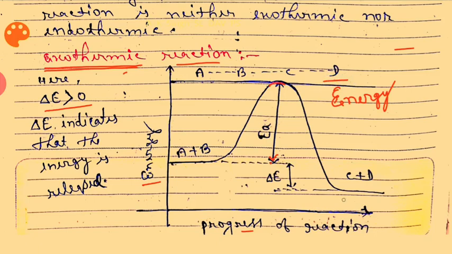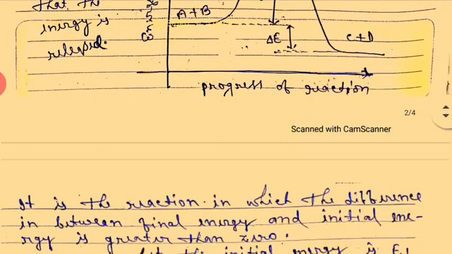Now, if product is formed, then this graph clearly indicates that energy of product is less than the energy of reactant, and hence this difference clearly indicates that energy is released, and if energy is released, then final energy will be less, and that is exothermic reaction. So it is the graph of exothermic reaction.